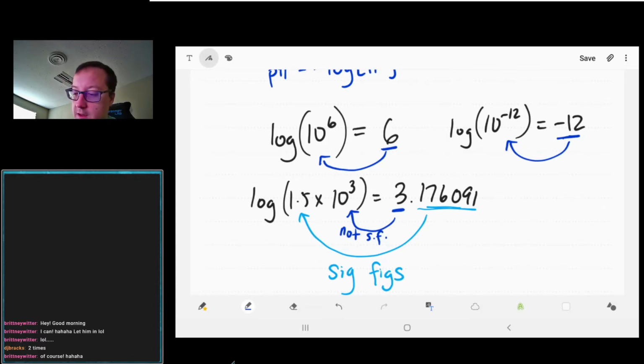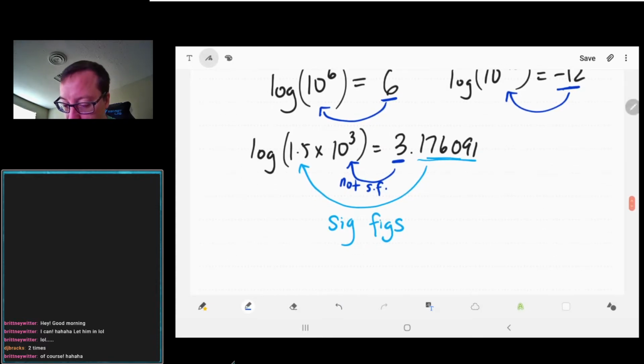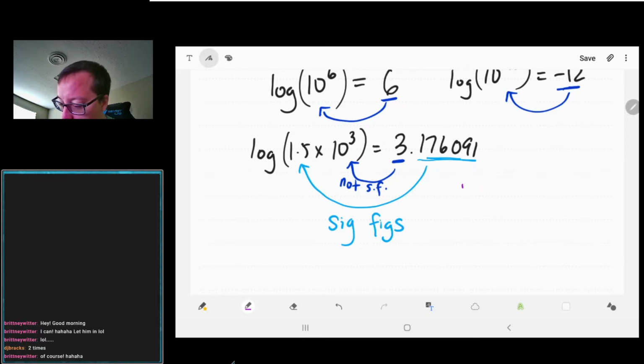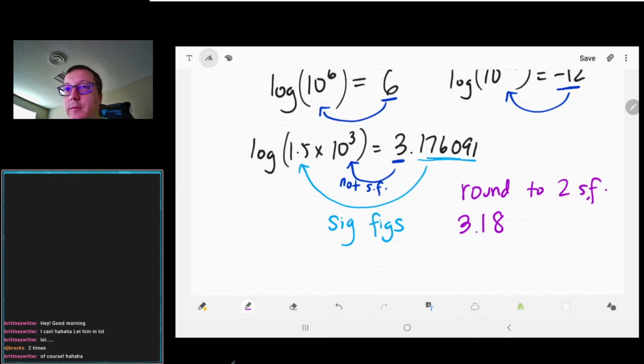sig figs. So just to confuse you, if we were to round this logarithm to 2 sig figs, which is what the 1.5 gave us, that would be 3.18. That would be 2 sig figs for this logarithm. The 3 does not count, because that 3 is there to tell us the exponent, but it's the stuff after the decimal that counts for sig figs.